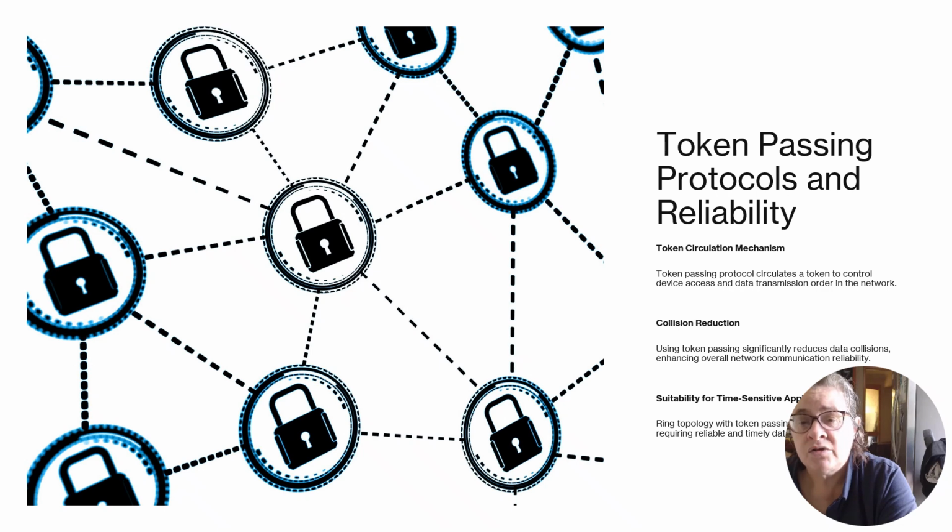Token passing controls which device can send data by circulating a token. This reduces collisions and improves reliability, making ring topology suitable for time-sensitive applications.